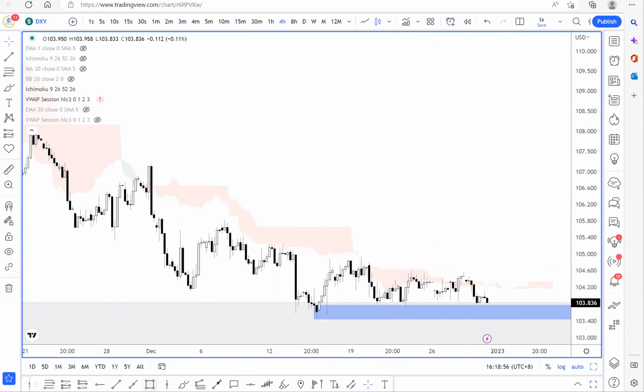Something else we have to note is this area here. If you want to wait for a confirmation for more upside, ideally we want to wait for a break of the last high.